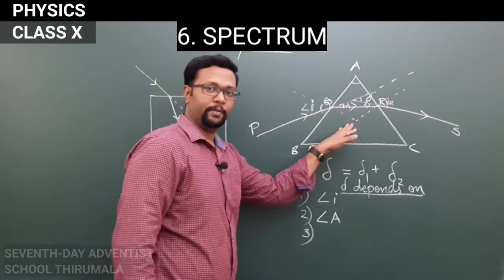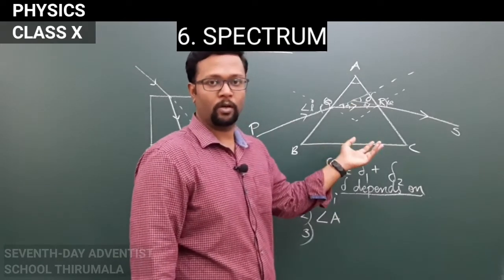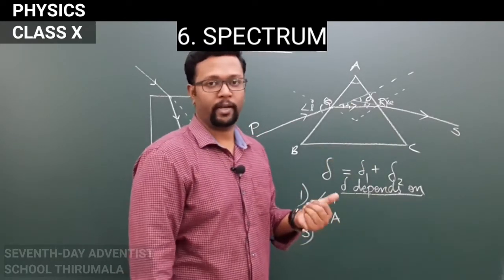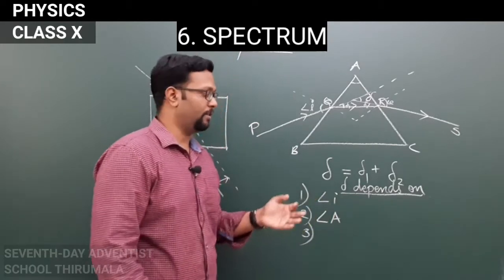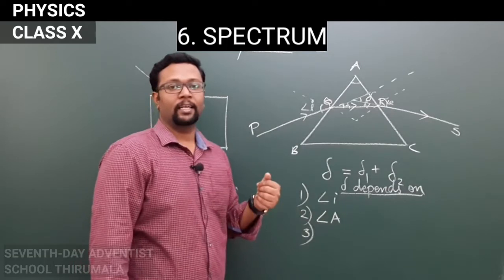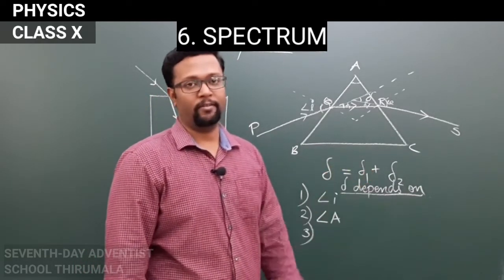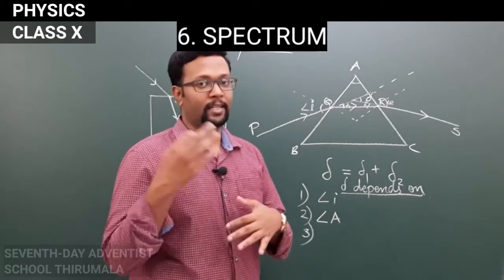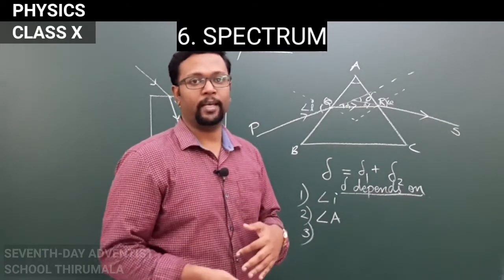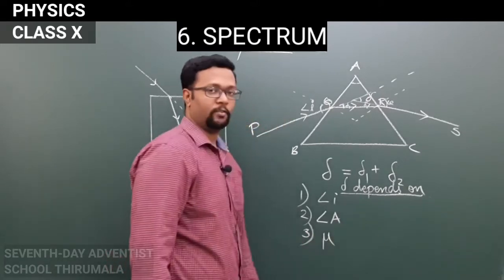There can be glass prisms, glass can be of different types, there can be water prisms, rock salt prisms, quartz prisms, diamond prisms. If you are using prisms of different material, its refractive index can change. So when the refractive index changes, the angle of deviation also changes. Higher the refractive index, more will be the angle of deviation. So it depends on the refractive index of the prism.